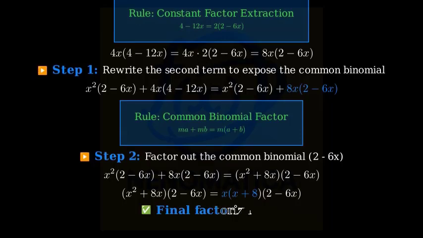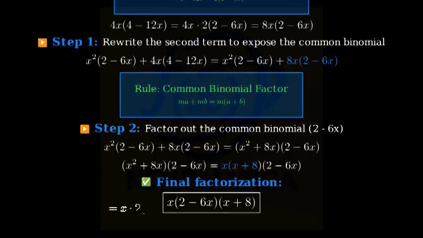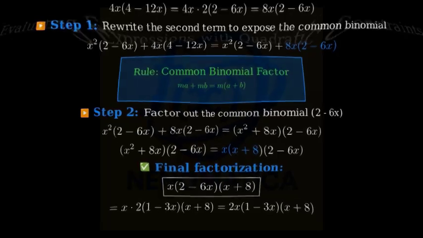So the factorized form of our original expression is x times the quantity 2 minus 6x times the quantity x plus 8. We can also write this as x times the quantity 1 minus 3x times the quantity x plus 8 by factoring out a 2 from the middle term. Let's verify our factorization by expanding the factored form back to the original expression.